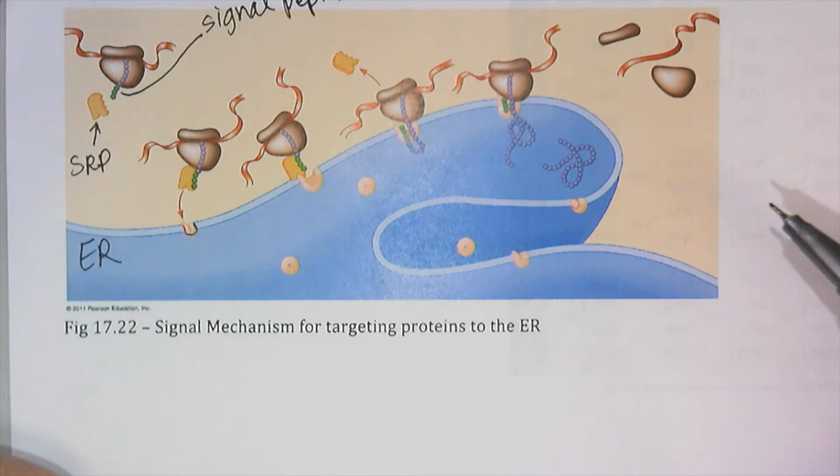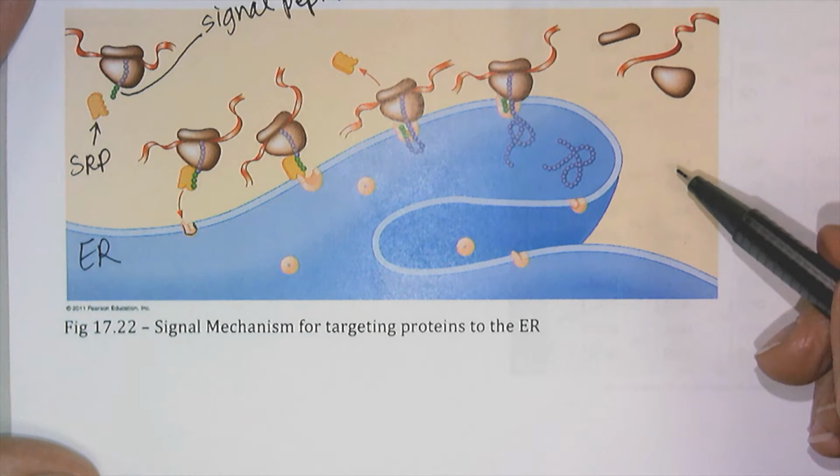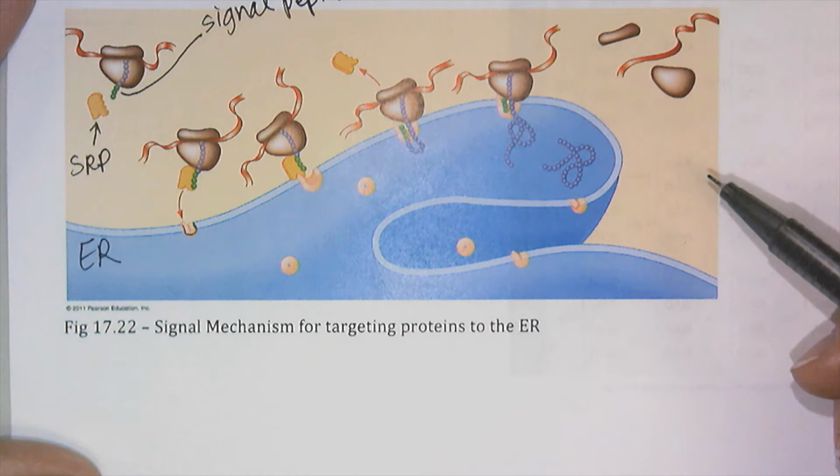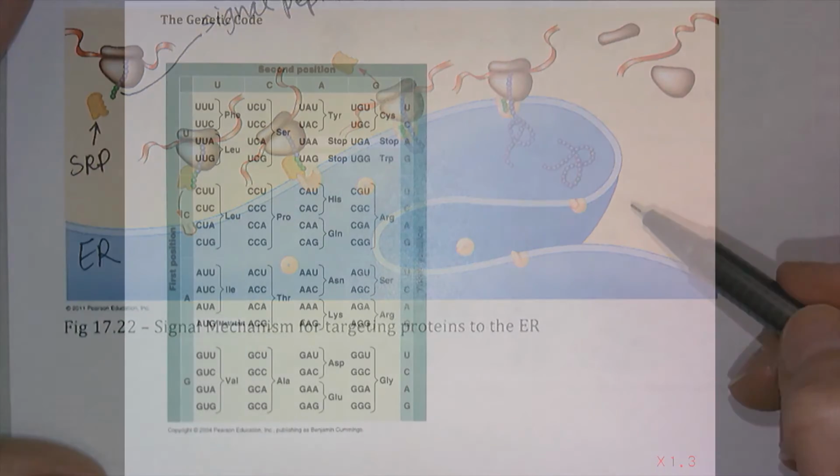Usually this happens with proteins that need to be produced within a lysosome or some sort of vesicle, or maybe they're going to be eventually sent to the Golgi so that they can be exported from the cell via exocytosis.